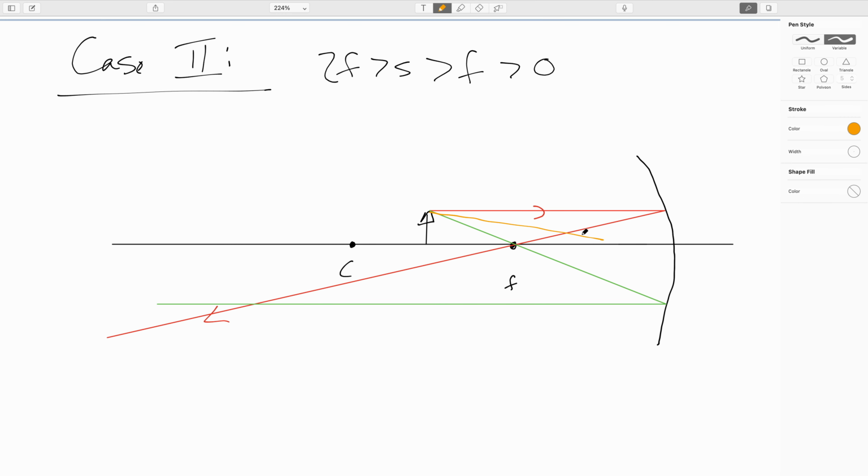Now, in principle, you only need 2 of these rays to locate it. We're only ever using the third one as a check. So it comes in, so the angle in has to match the angle out. There we go.